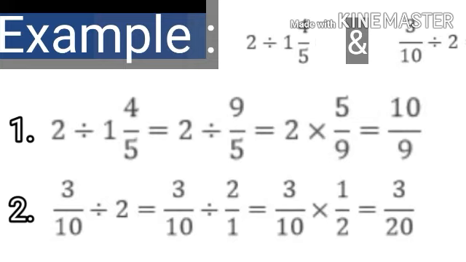Question second, 3 upon 10 divided by 2. 3 upon 10 divided by 2 upon 1. And we take the reciprocal of 2 upon 1. So the reciprocal of 2 upon 1 is 1 upon 2. So 3 upon 10 into 1 upon 2 is equal to 3 upon 20.